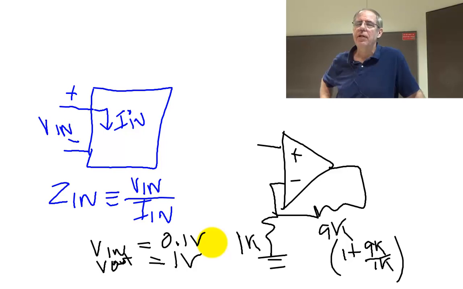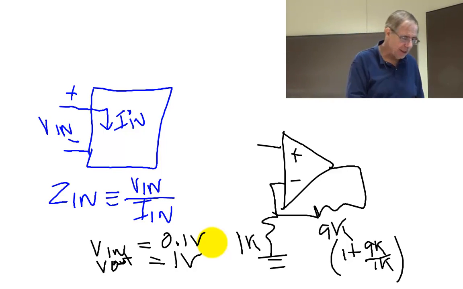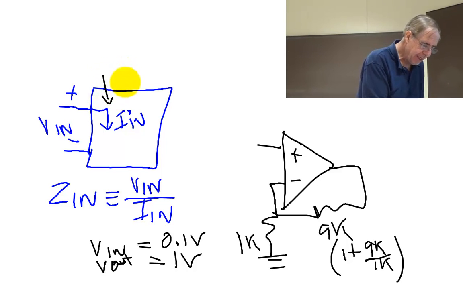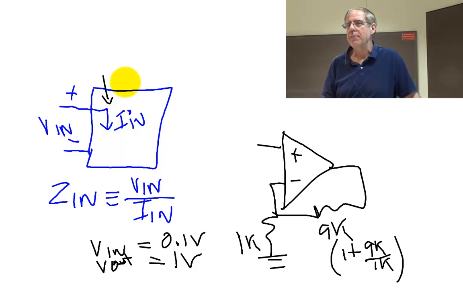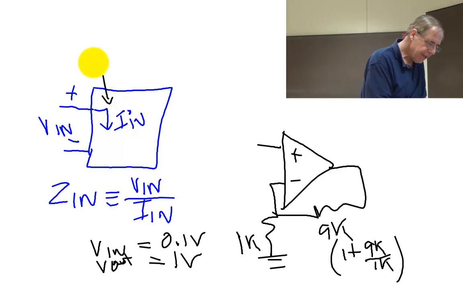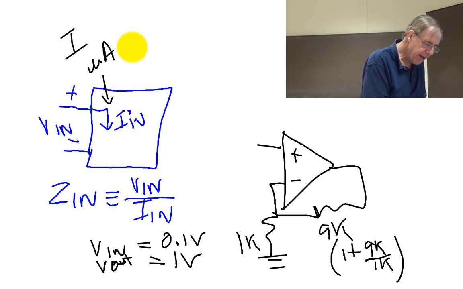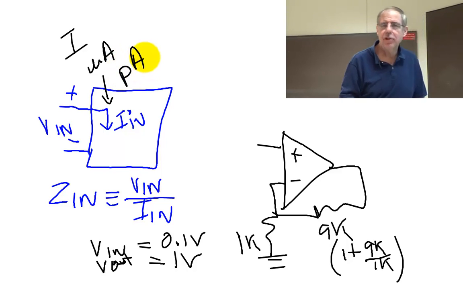This is a perfect amplifier. But it turns out it's not going to be infinite. We're going to look inside the op amp and look at the actual current. It'll be on the order of either microamps or picoamps, depending on the technology. So it's going to be very large.